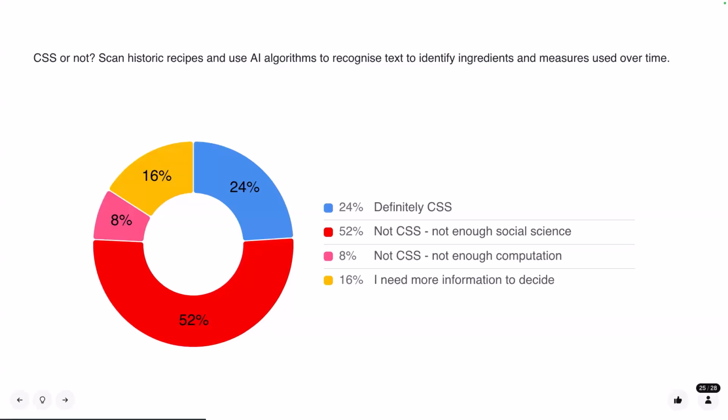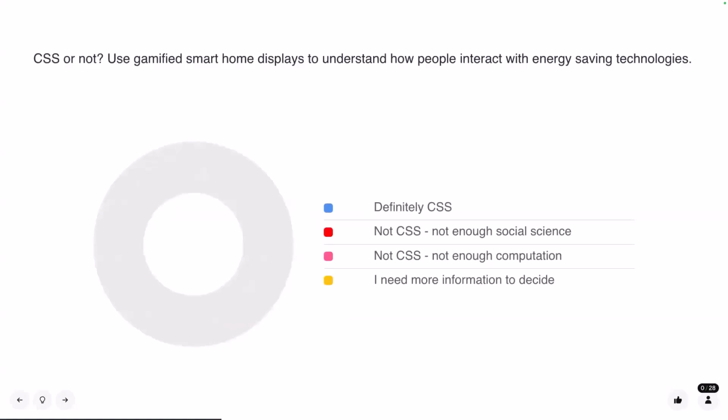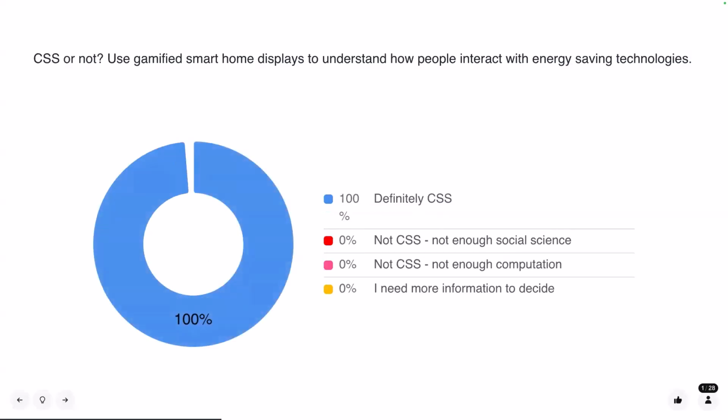So let's move on to the next example. Is this a CSS project or not? Is this a CSS research question? We're using gamified smart home displays in order to understand how people interact with energy-saving technologies.